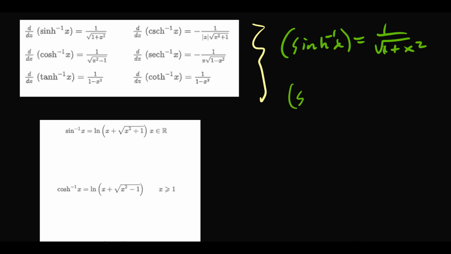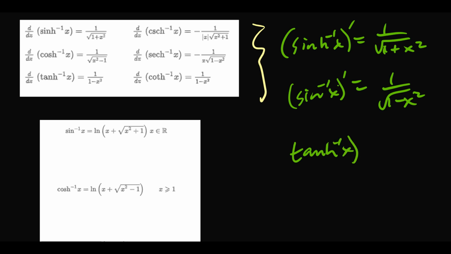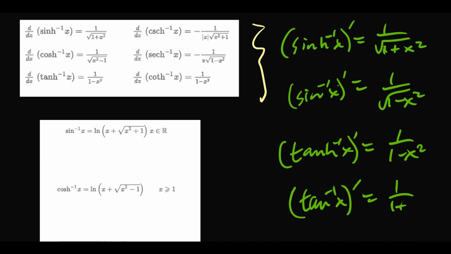Remember, what's nice is that the derivative of inverse sine of x is 1 over the square root of 1 minus x squared. So you see the symmetry here? Now we have inverse hyperbolic tangent of x. The derivative of it is 1 over 1 minus x squared. Well, the derivative of inverse tangent of x was 1 over 1 plus x squared. So they're almost the same here. And these become really helpful in Cal 2.